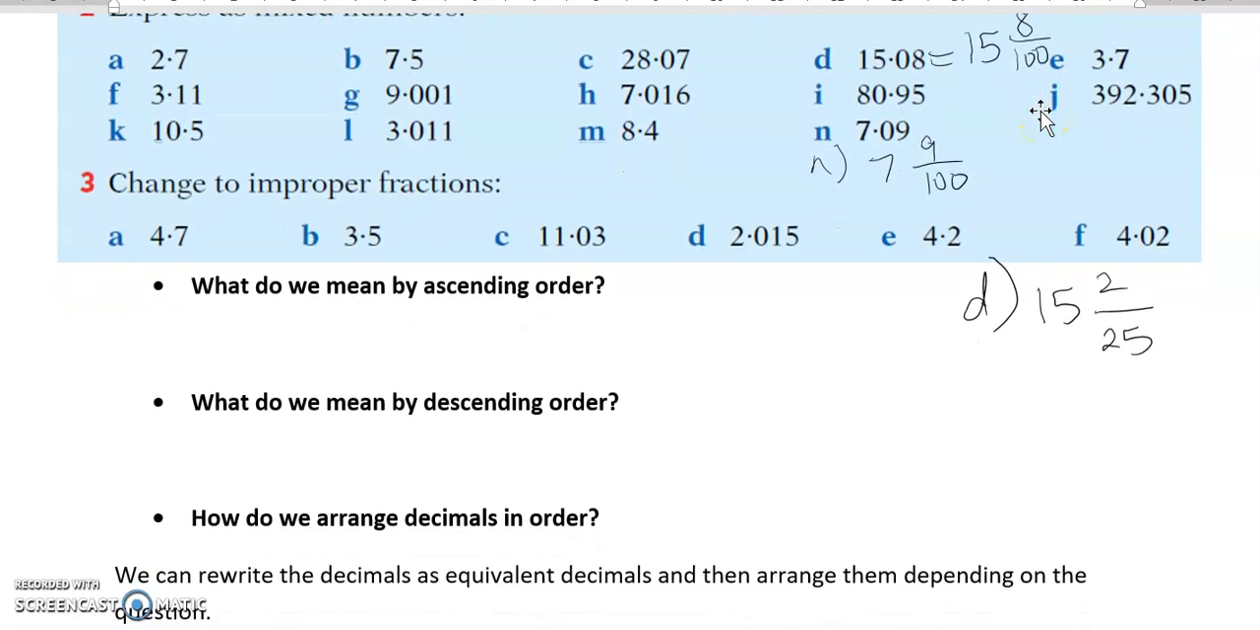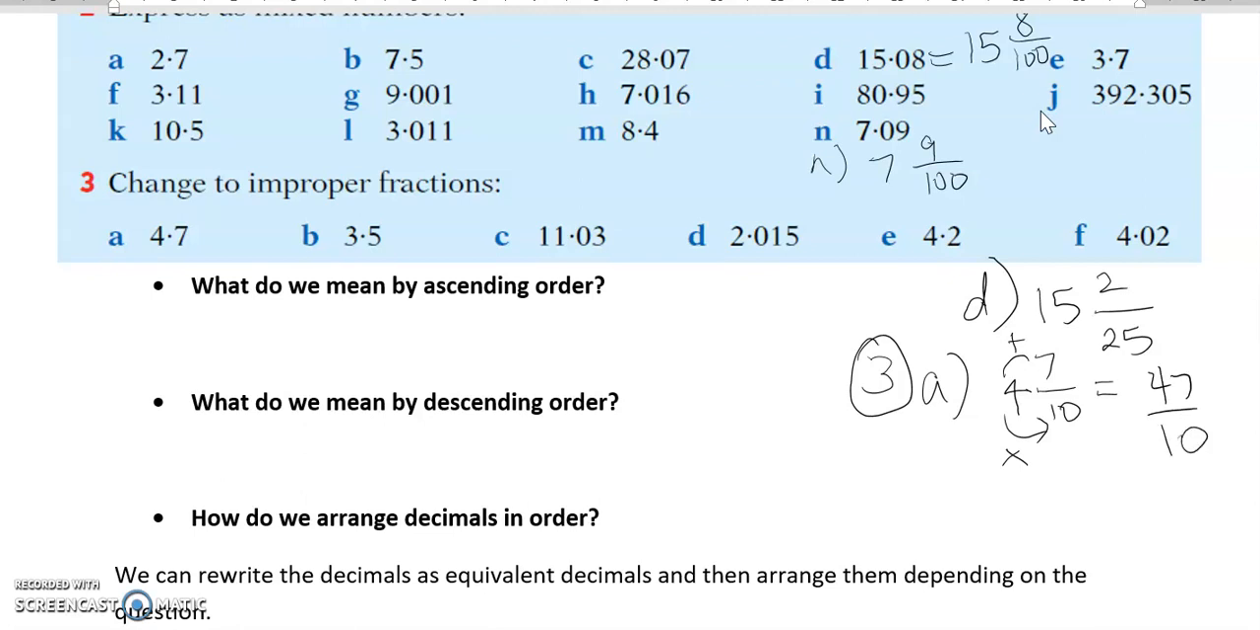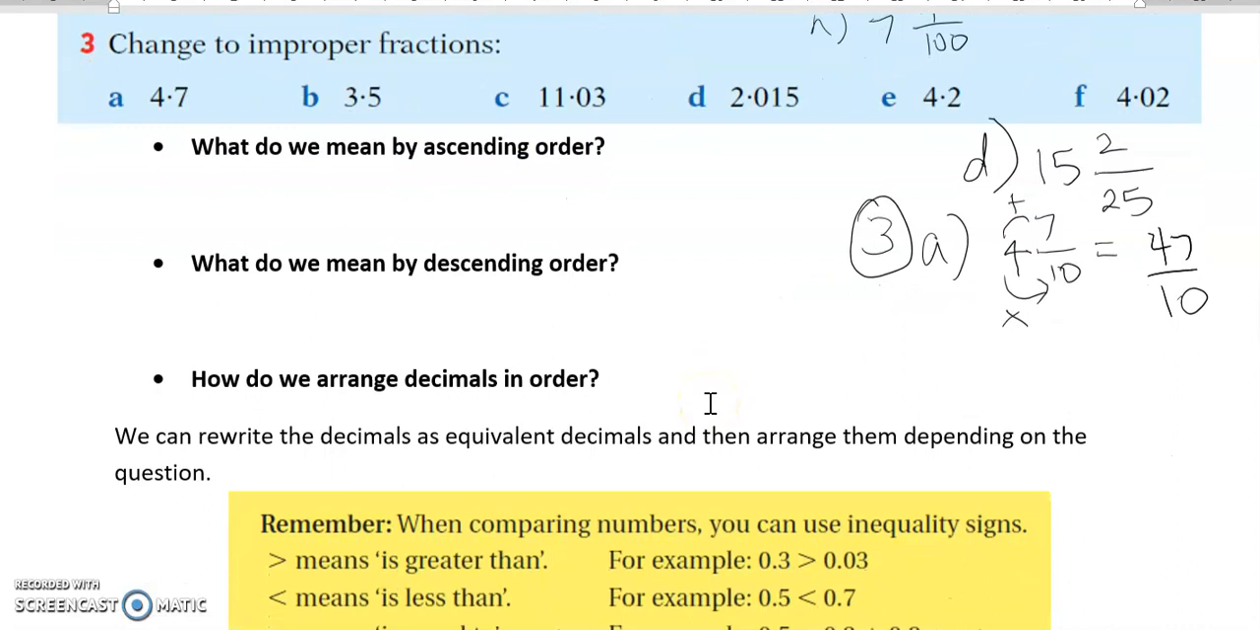In question 3, it says change to improper fractions. So if I'm doing 3a, for example, 4.7, this would be 4 7/10. So to change that to improper, I'll do what I normally do. I'd times the 4 with the 10, and then I would add the 7, so I'd get 47/10. So it's the same as before, but you're just making that last step.